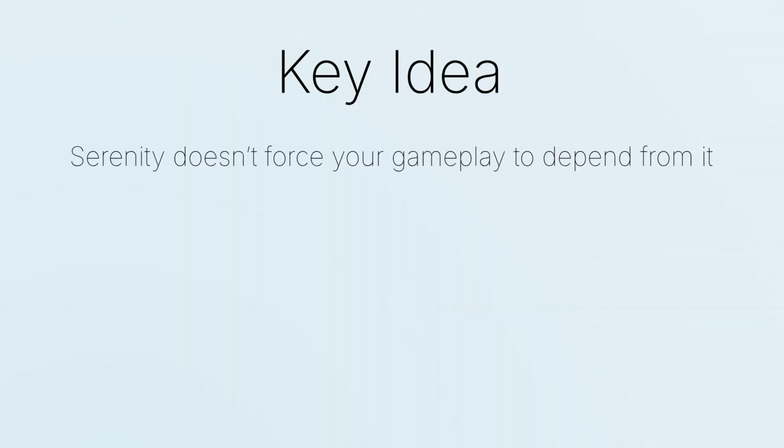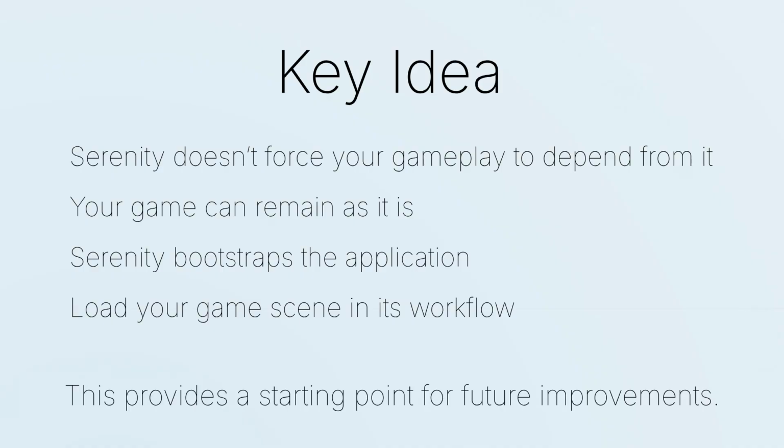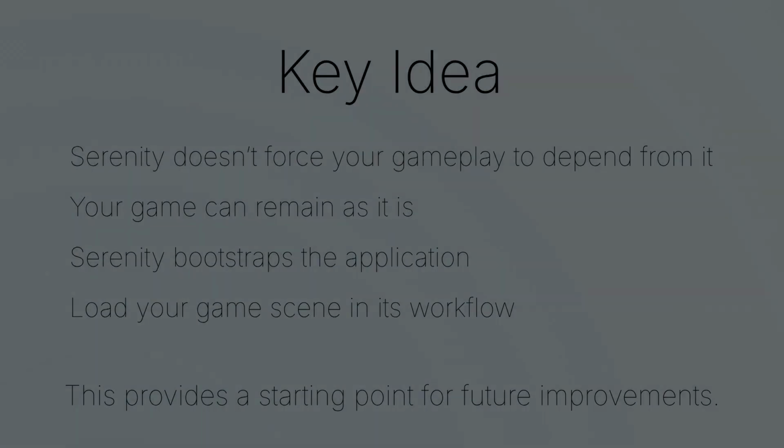The key idea of this tutorial is that Serenity should not force your gameplay to depend directly on Foundation's code. Your game can remain your game. What we want is to let Serenity bootstrap the application and then load the game scene as part of the application flow. This gives us a clean starting point for future improvements. Later, we'll be able to replace hard-coded UI, trigger audio, configure input properly, and customize the visual theme. But first, the game needs to run inside a Serenity-powered project.